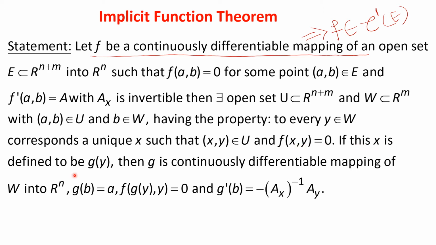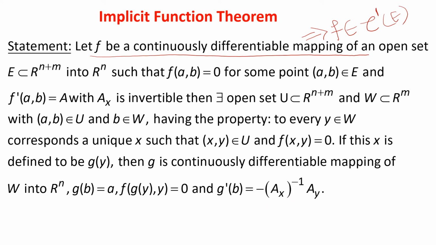If this x is defined to be G(y), then G is a continuously differentiable mapping of W into R^n. That means if x is equal to G(y), then this G is a continuously differentiable mapping, that is G belongs to C'. G(b) is equal to a, F(G(y),y) equals 0, and you have to show that G'(b) is nothing but minus A_x inverse into A_y. These are the two transformations that the linear operator A can be split into. So this is the statement.